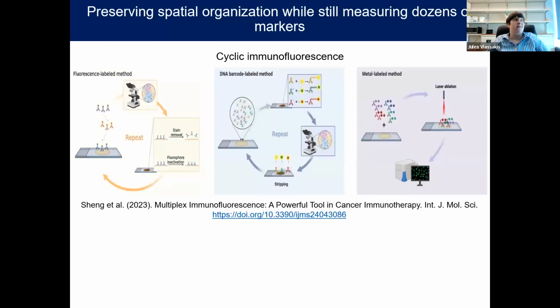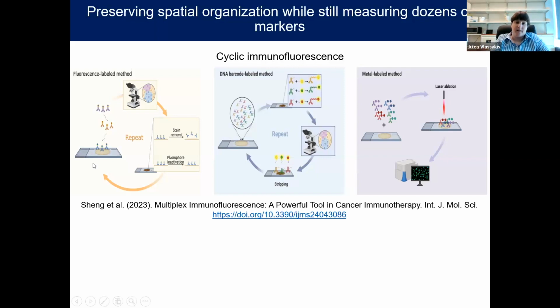Okay, so with all of that said, if you would like to stick with your immunofluorescence assay, which you have either a microscope in your lab or just down the hallway that you can use, but you still want to preserve your spatial localization and measure many different, dozens of markers.